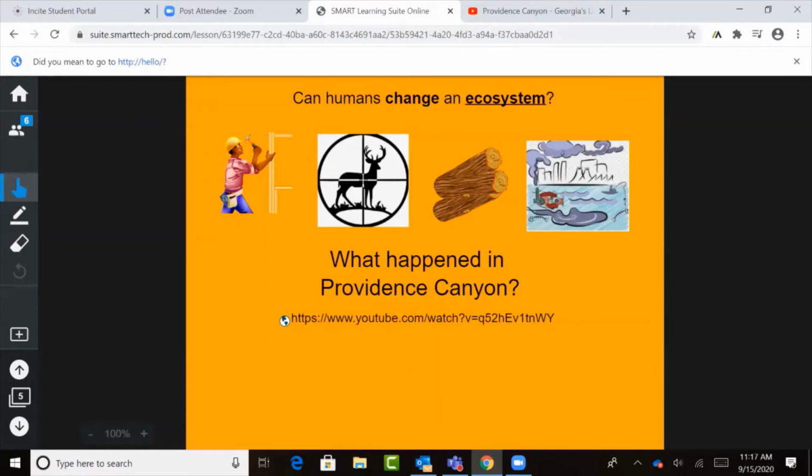And then the next picture, of course, is hunting. One of you guys identified that. That can change an ecosystem. When you wipe out a population of an organism or a specific animal, that's going to interrupt the flow. And then, of course, logging will definitely change an ecosystem when you're taking something out, like a plant or a food source. And then, of course, pollution. Pollution can change an ecosystem. But none of those are what happened in Providence Canyon. And today what you're going to do is you're going to figure out what happened and why that canyon formed.